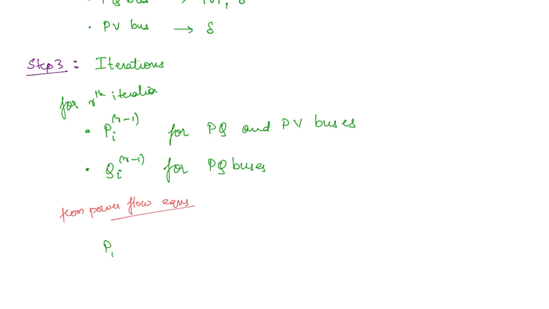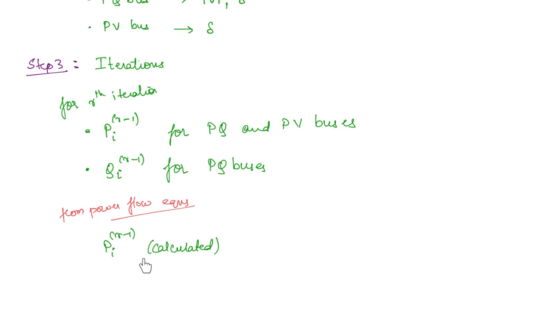Pi, r minus 1, we will take as the calculated value. See, these are PQ buses, that means the P and Q will already be specified. So we are making a distinction: whatever we are calculating, we will call the calculated value, and whatever is mentioned, we will call the specified value or the scheduled value.